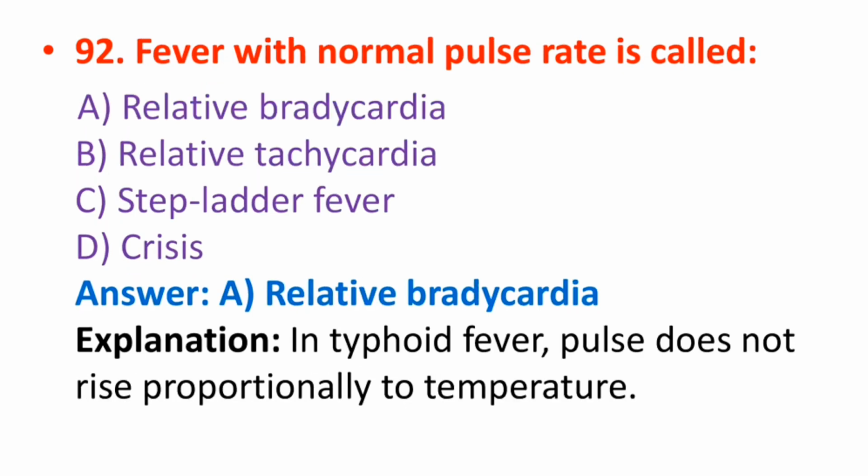Fever with normal pulse rate is called option A, relative bradycardia, option B, relative tachycardia, option C, step ladder fever, option D, crisis. The correct answer is option A, relative bradycardia. In typhoid fever, pulse does not rise proportionally to temperature.